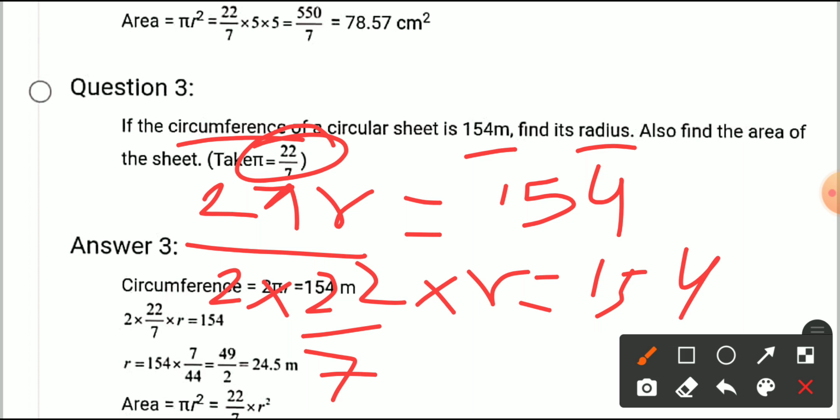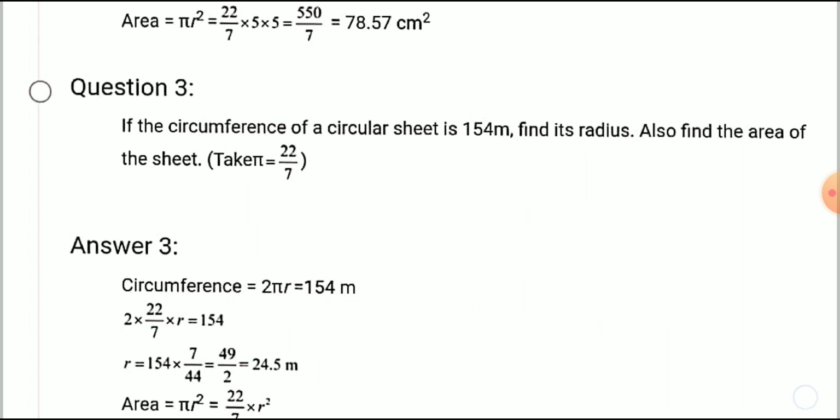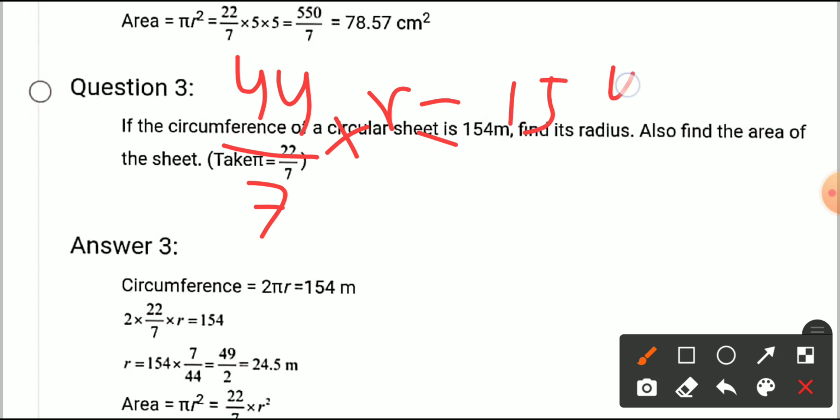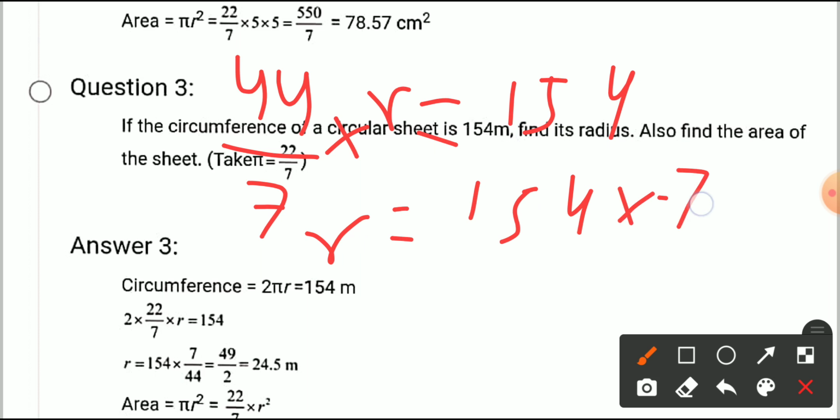Now after that, you know what will happen. We will have 44 upon 7 into r equals 154. Then r equals 154 multiplied by 7 upon 44.